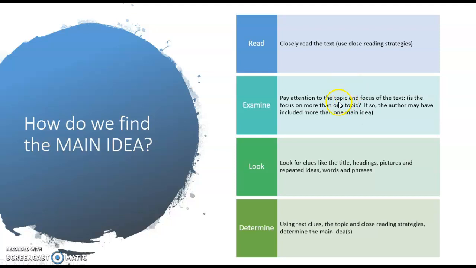Pay attention to the topic. Pay attention to the focus. Is the focus on more than one topic? If that is true, then the author's trying to give you a clue that there's more than one main idea. So after you're done examining the text, look for clues. Like I said, the title, headings, pictures, repeated ideas, words, and phrases. All of those things are clues to help you find the main idea. And then finally, determine your main idea using those text clues. The topic and your close reading strategies determine what did you mostly read about. Determine the main idea or main ideas, more than one.